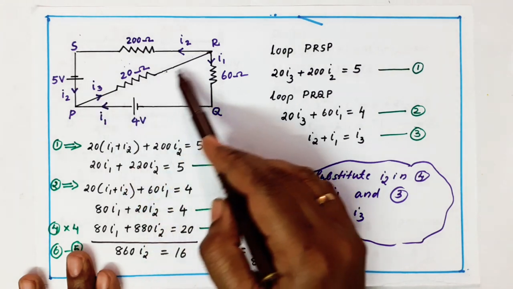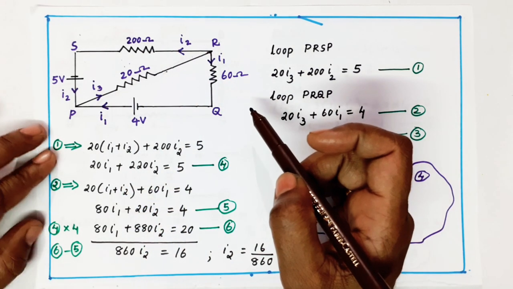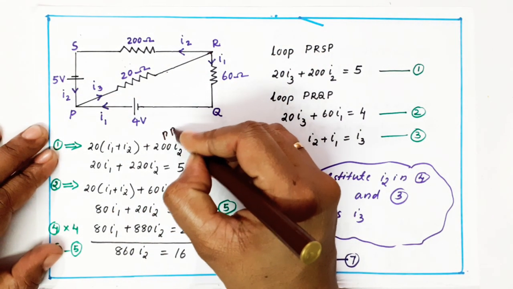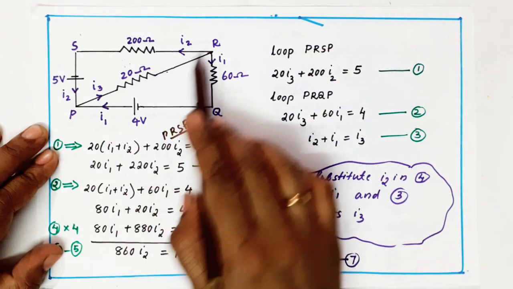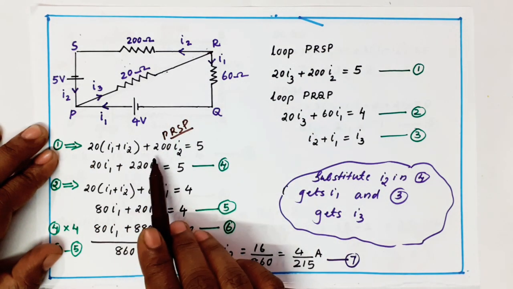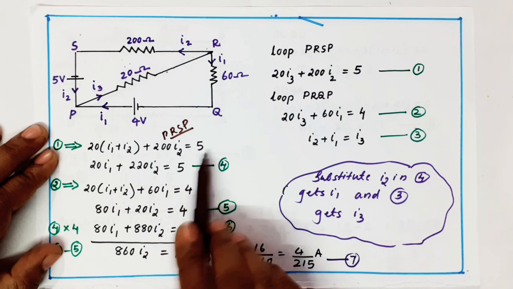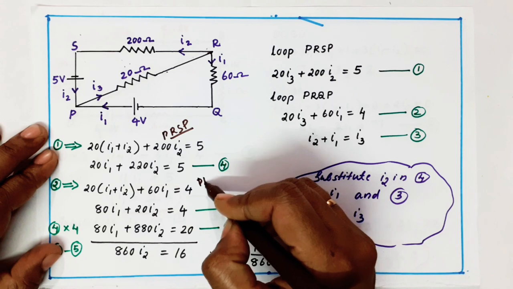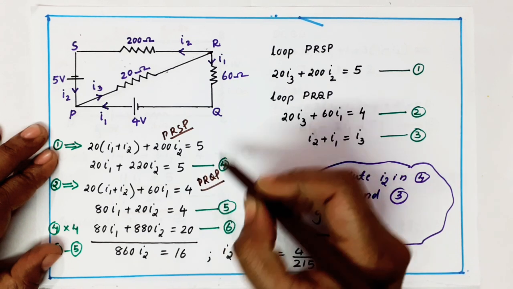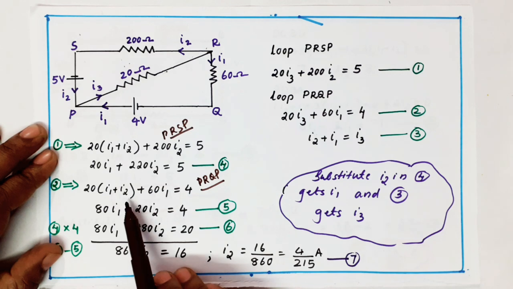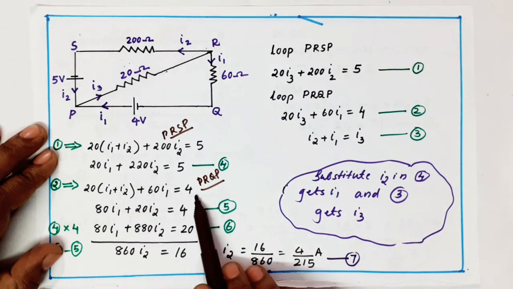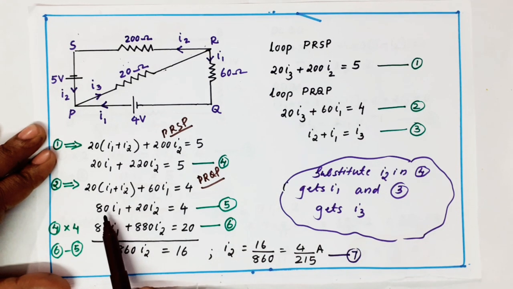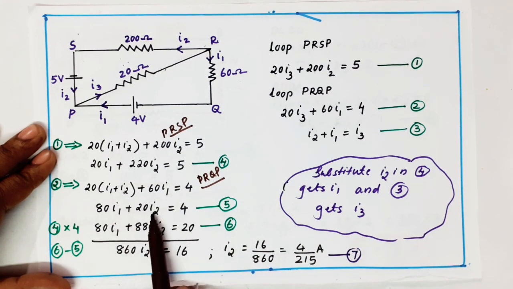First I have taken this loop, I did not write the loop name. First, I have taken the loop of this side, which one? PRSP. PRSP means 20 into I1 plus I2, plus 200 I2, equal to 5. Next, I am taking the loop PRQP. When I am taking PRQP, it is 20 into I1 plus I2, plus 60 I1, equal to 4. Next, we are just making the terms similar. So, I got it here as 80I1 plus 20I2 equal to 4.